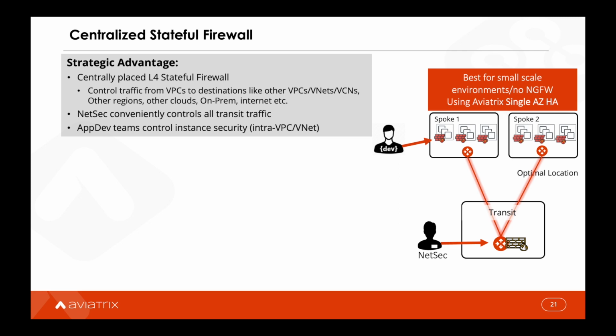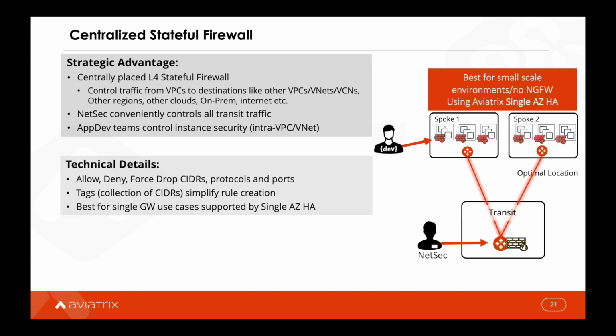Another advantage is that it offers a clean separation of duties. Application developers tie security groups and NSGs to the lifecycle of their application workloads, and network or security teams handle layer 4 firewalls in the transit layer. This feature gives you the flexibility to create rules that allow or deny CIDRs, and also bundle CIDRs together into tags to further simplify creation of rules. With Single AZ HA enabled, the controller monitors the health of the gateway and restarts it if it becomes unreachable.